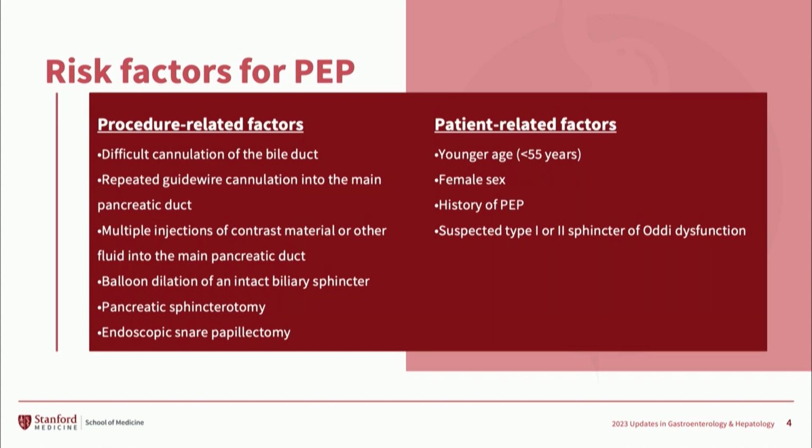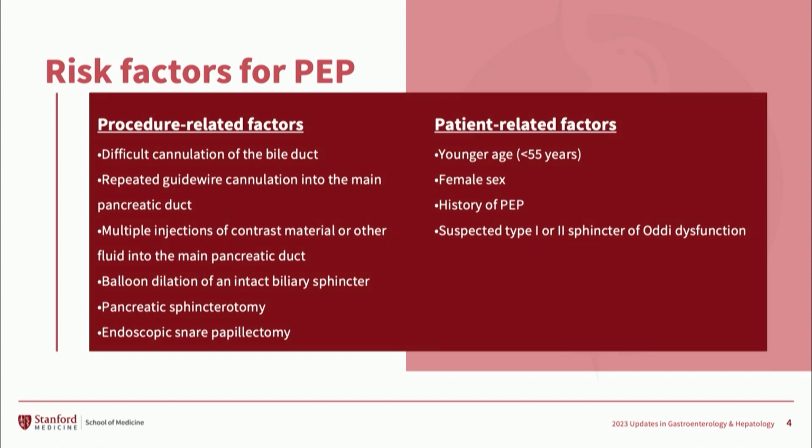Risk factors for post-ERCP pancreatitis include procedure-related factors as well as patient-related factors. Most of the procedure-related factors center around, again, prolonged manipulation of the major papilla, so difficult cannulation, repeated guide wire passage into the main pancreatic duct, injection, balloon dilation of an intact biliary sphincter, and ampullectomy. In terms of patient-related factors, female sex, younger age, history of prior post-ERCP pancreatitis, and SOD are known risk factors.